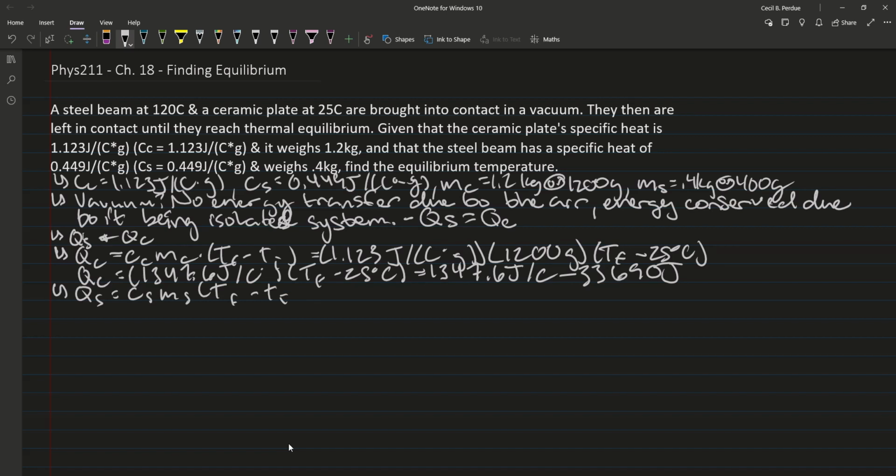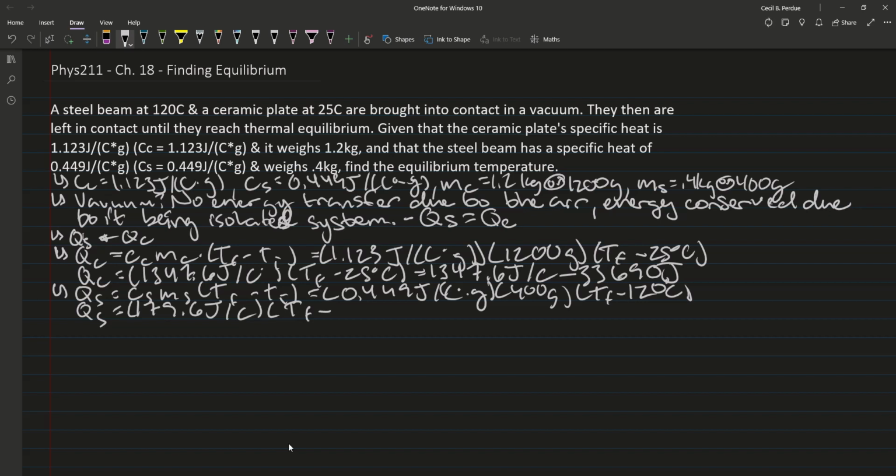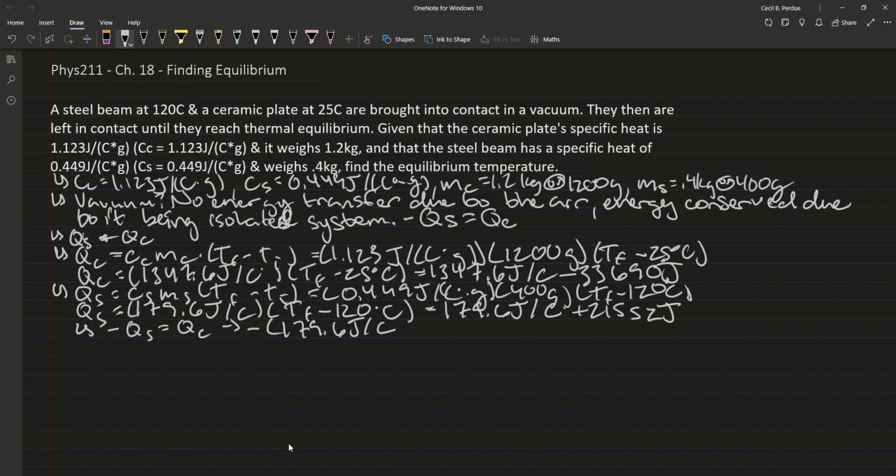And now for the thermal energy of the steel, it's going to be equal to Cs times Ms times Tf minus Ti, or it's going to be equal to 0.449 joules over Celsius times grams, multiplied by 400 grams, multiplied by Tf minus 120 degrees Celsius, or Q of the steel is going to be equal to 179.6 joules over Celsius, multiplied by Tf minus 120 degrees Celsius, which if we simplify would be 179.6 joules over Kelvin times Tf plus 21,552 joules.